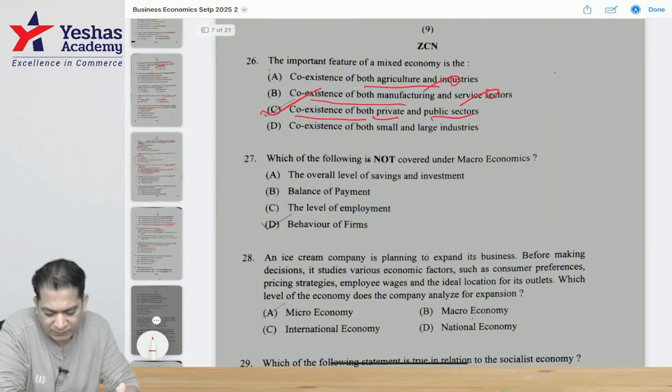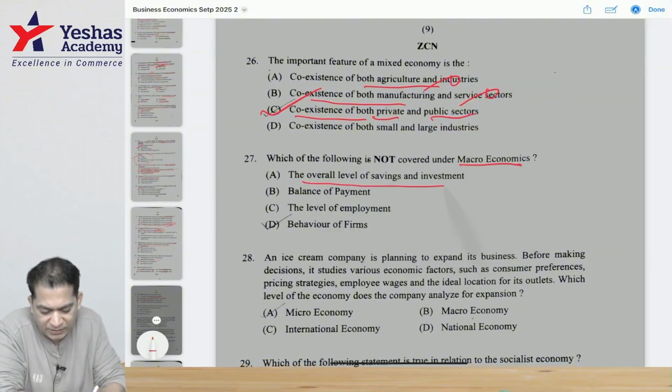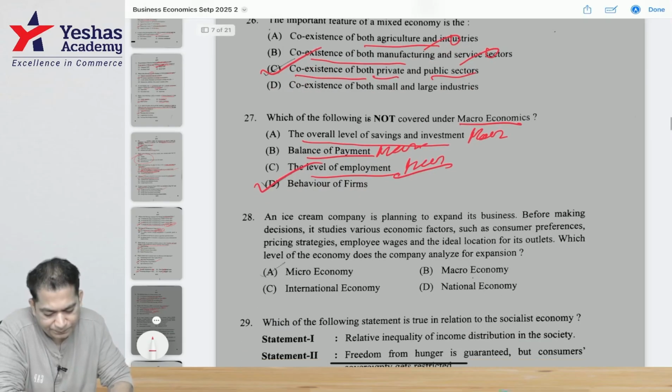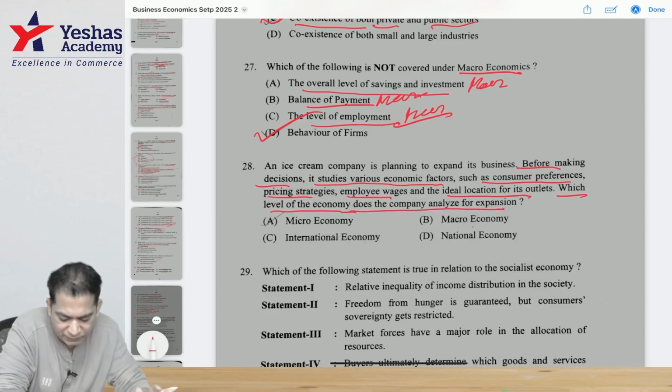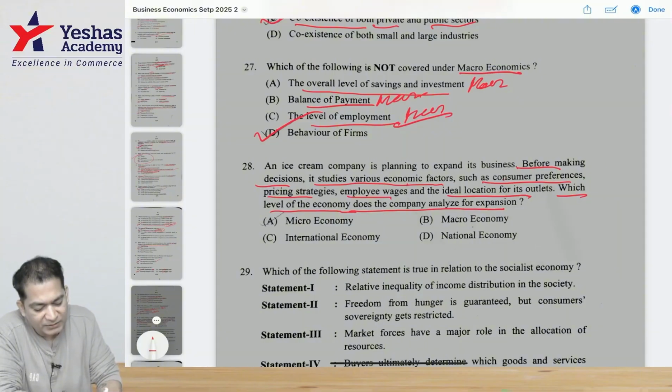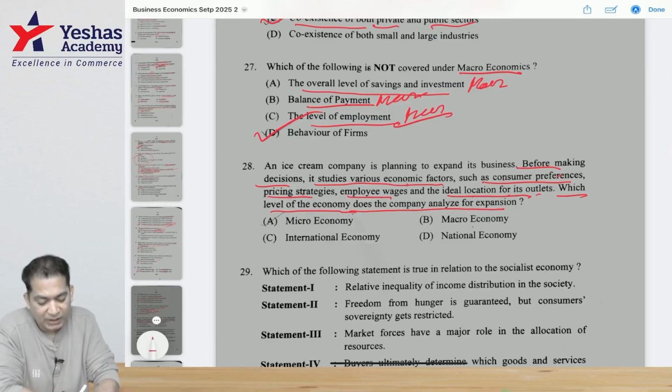Which of the following is not covered under macroeconomics? Overall level of saving and investment is macro, balance of payment is macro, level of employment is macro, behavior of firms is micro. An ice cream company is planning to expand its business. Before making the decision, it studies various economic factors such as consumer preference, pricing strategies, employees' wages, and ideal location for its outlets. Which level of economy does the company analyze for expansion?